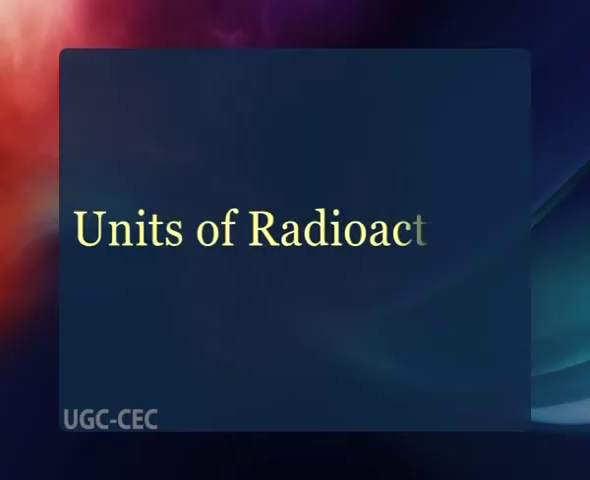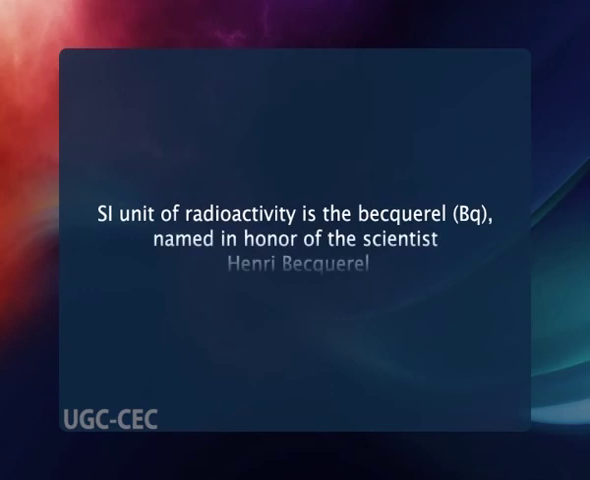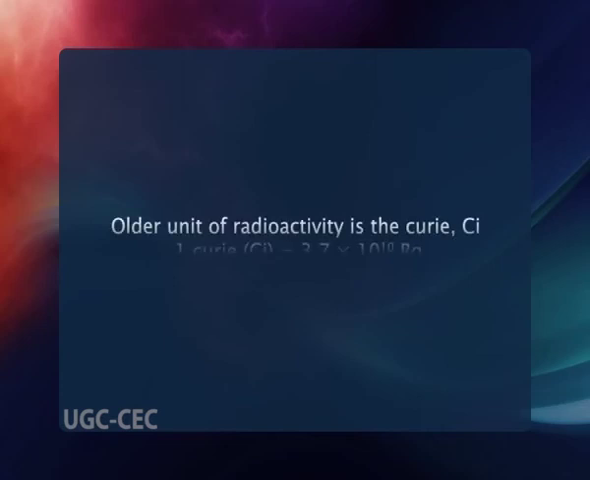Now, units of radioactivity. The SI unit of radioactivity is the becquerel, named in honor of scientist Henri Becquerel. 1 becquerel is defined as 1 transformation per second. An older unit of radioactivity is the curie. 1 curie is equal to 3.7 times 10 raised to the power 10 becquerel.